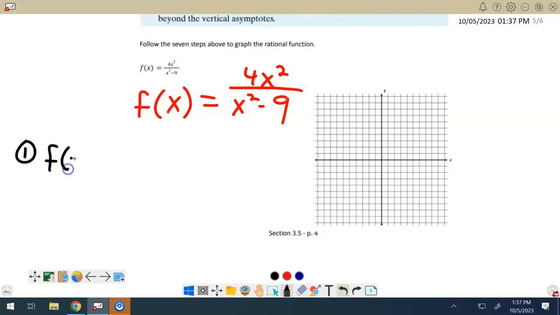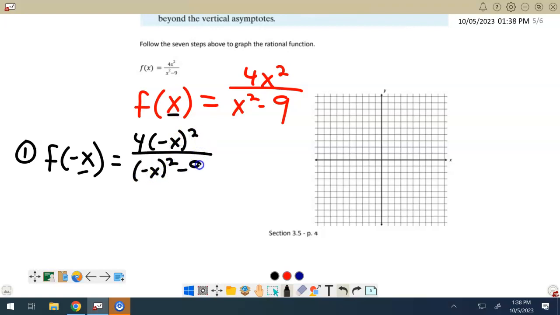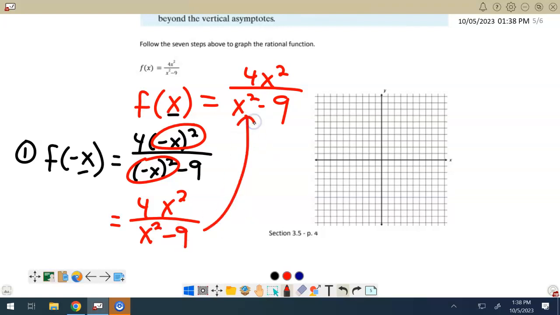The way you test to see if it's an even or an odd function is you replace the x in the original function with negative x. So I'll have 4 times negative x squared over negative x squared minus 9. And then you simplify with that negative sign in there. Now, whenever you square a negative, it just comes back out positive. So negative x squared comes back out as just x squared. Same thing happens here. This just comes back out as positive x squared. And we end up getting the original function back.